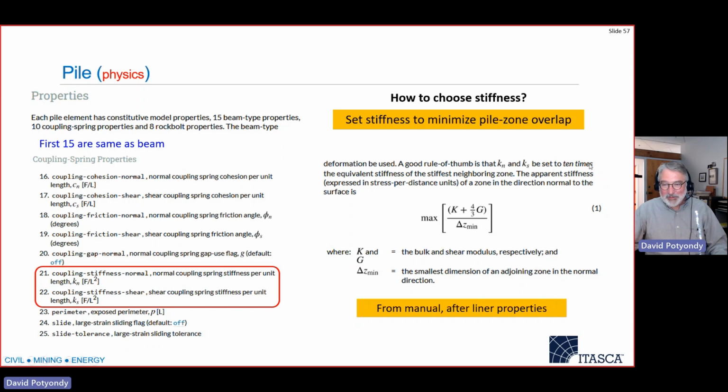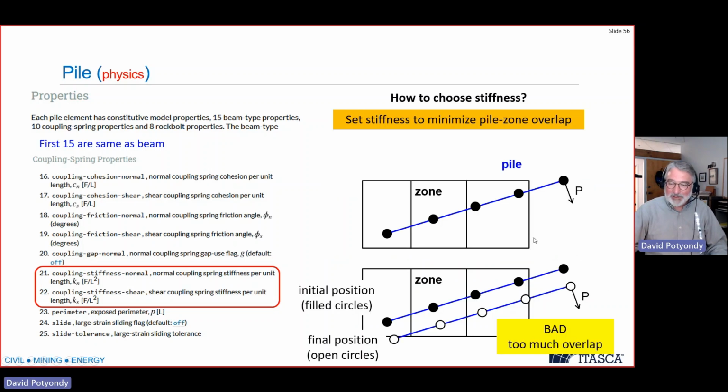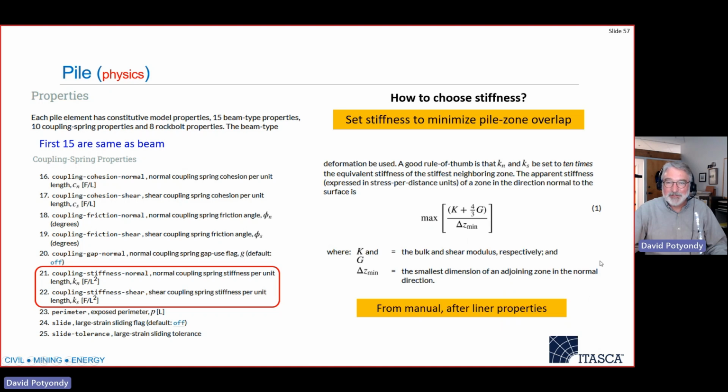And this is the bulk and shear modulus of the zone, and that is the thickness of the zone. This gives you an estimate of the zone stiffness, and you're going to set this, I think the idea is to set it to be 10 times bigger than that. So this is what people would typically do. And then when you run your model, you need to take a quick look and make sure that you're not getting a huge amount of relative motion between the zone and the nodes of the pile.